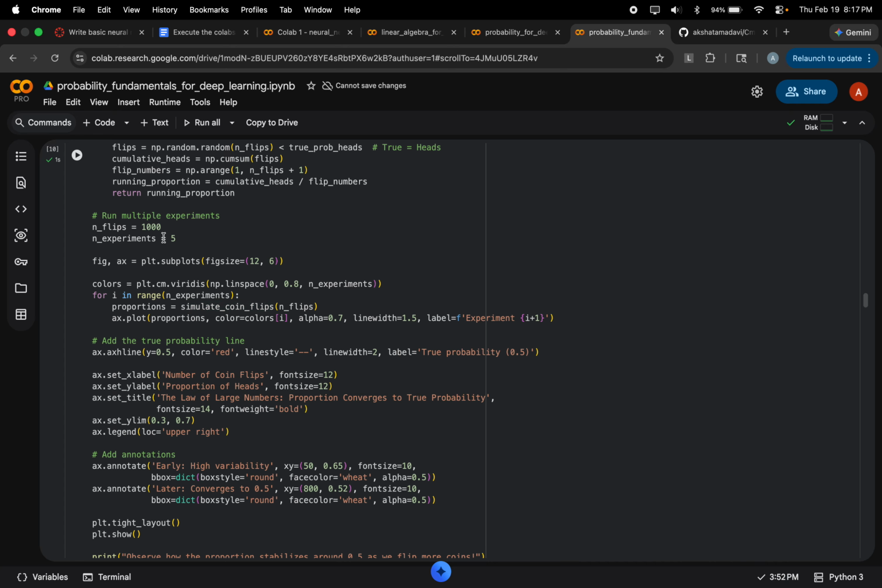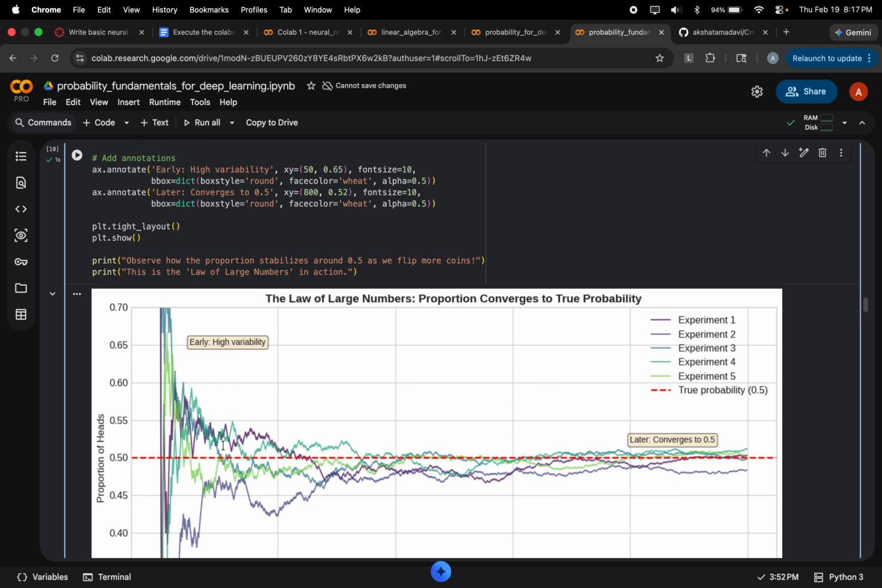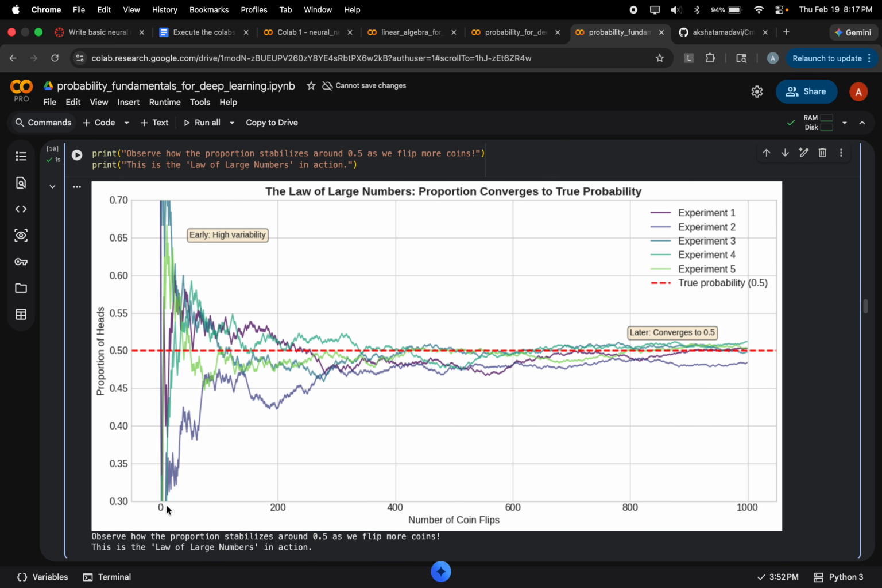So we're doing 5 experiments, and in each experiment we are flipping the coin 1,000 times, and then we will look at its distribution. So initially the number of flips versus proportion of heads. So initially the variance was really high, but as we increase the number of flips, it converged to 50%.